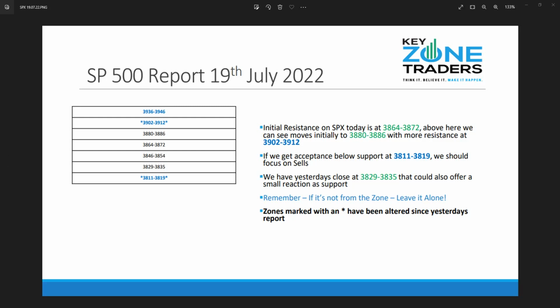So we're going to start with the S&P, and we said that initial resistance on the S&P was at 38.64 to 38.72, and above there we could see moves initially to 38.80 to 38.86, with more resistance at 39.02 to 39.12. We also just had this 39.36 to 39.46 resistance zone. We didn't mention it in the commentary, but we had it identified on the report as a next resistance zone above. Okay, so let's go and have a look at the S&P yesterday.